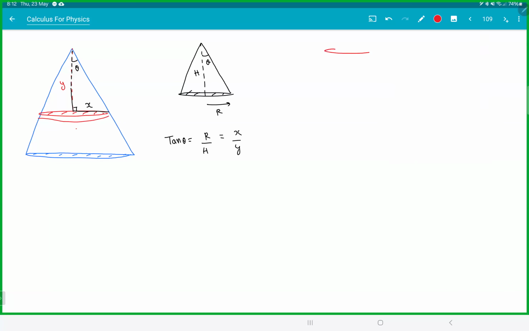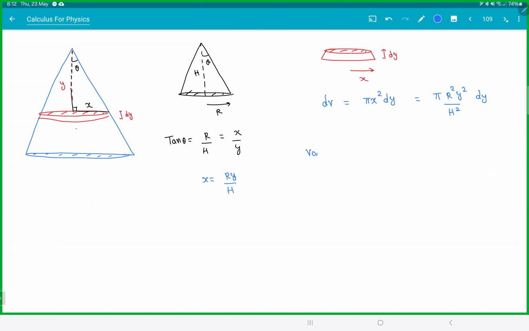Now for this thin disk which you have taken, if you see, it kind of looks like a cylinder whose radius is x and whose thickness is dy. Understand one thing, if you are going in the direction of y, you should take dy, a small thickness of y. So the small volume of this disk will be pi x square dy. But what is x? x is ry by h. So pi r square y square by h square dy.